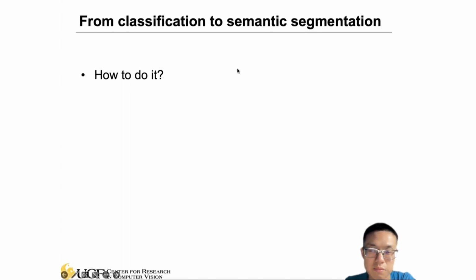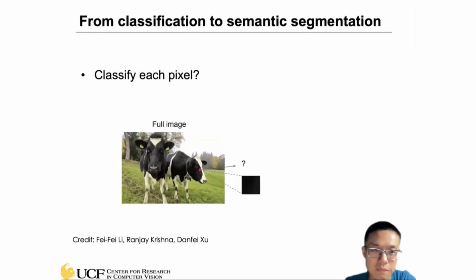Now the task becomes more complex, right? We are not interested in the whole image. We are actually interested in individual pixels in that image. So how do we go from classification to semantic segmentation? How can we achieve that? Before I jump into some of the common solutions, I want you to think about this, and if you have any thoughts, please feel free to share. What is a straightforward or simple method to do semantic segmentation?